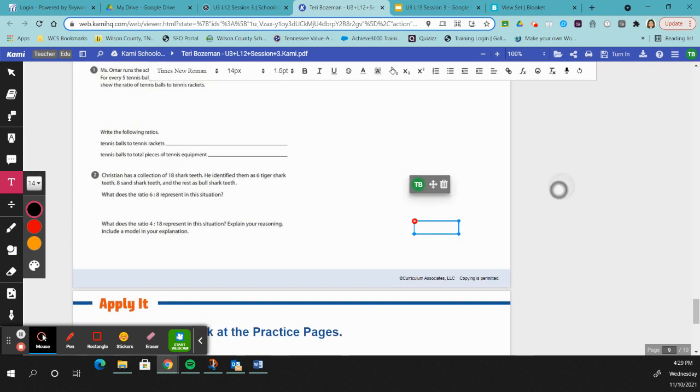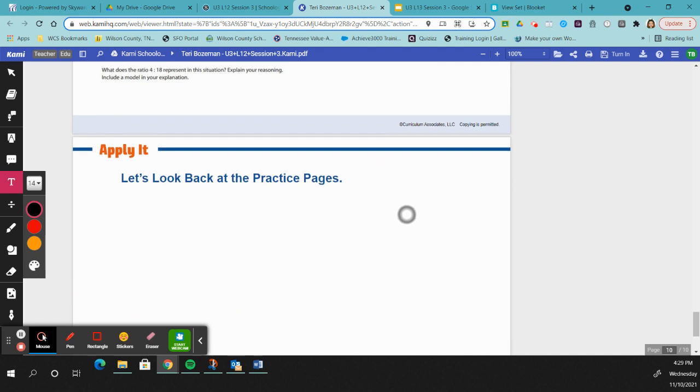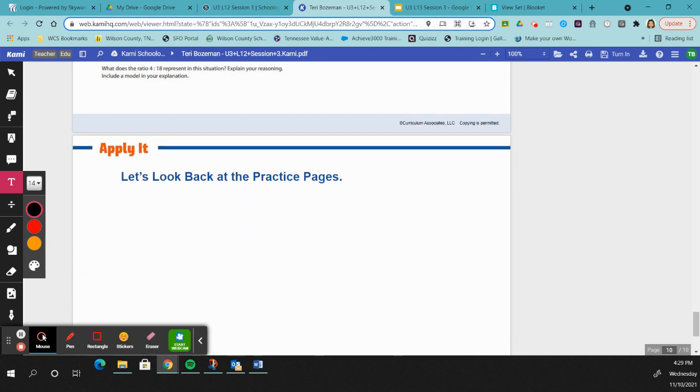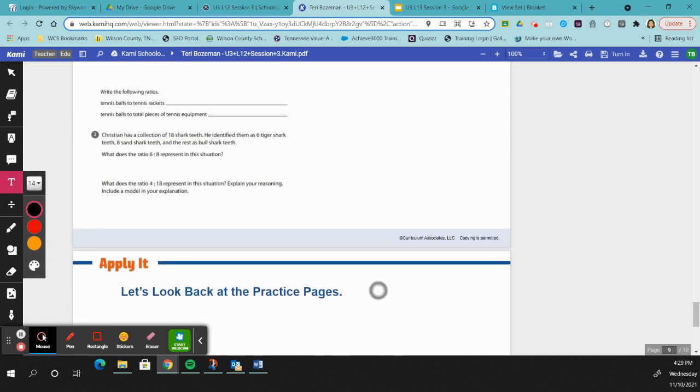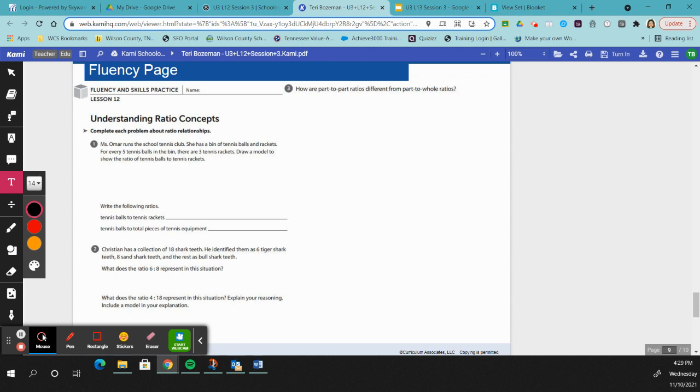So you can work on it here, or this same assignment is in Schoology, and I'll show you where that is in just a moment. You can look back at the practice pages and do some extra practice. So that's any of the green pages in lesson 12. From session 1, 2, or 3, any of those green pages that you want to work on for extra practice, you're welcome to do that. It's not a requirement. But if you have the time, it is something to look at.